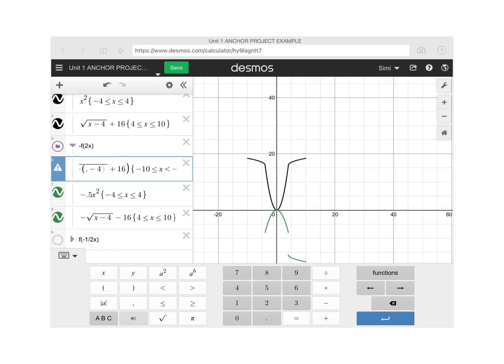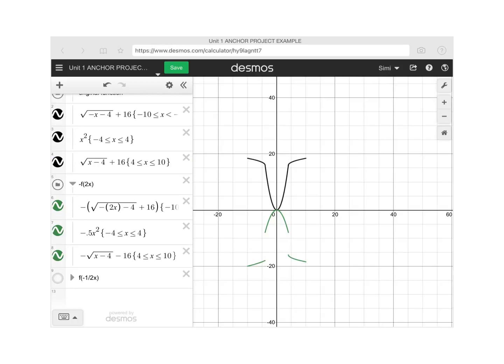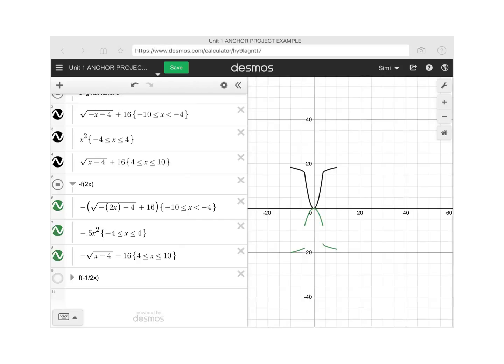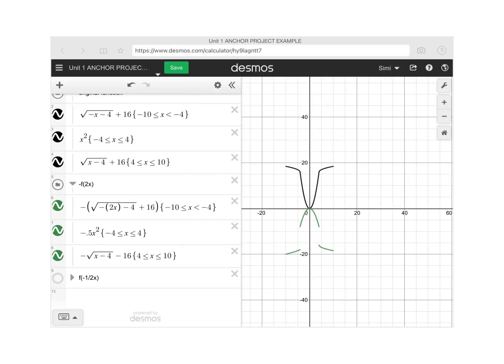Put in 0.5 instead of 2. All right, we need to put in 2, even though it's a factor of 1/2, we do need to have 2 in there. Okay, there we go. Just double check my work here. All right, I applied the horizontal compression directly to the x by putting in a 2. Remember, it's the opposite, so I'm compressing it by 1/2.